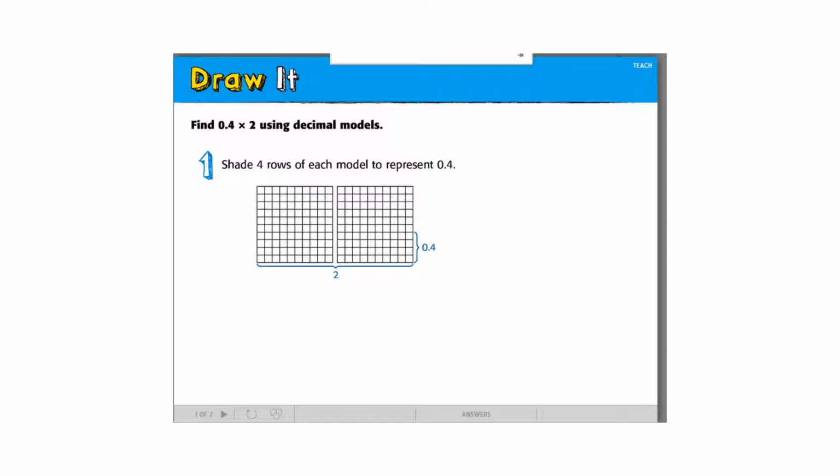Remember, since this is a hands-on lesson, we're not really going to take a lot of notes. We're going to use our hundreds grids that we have on our paper.